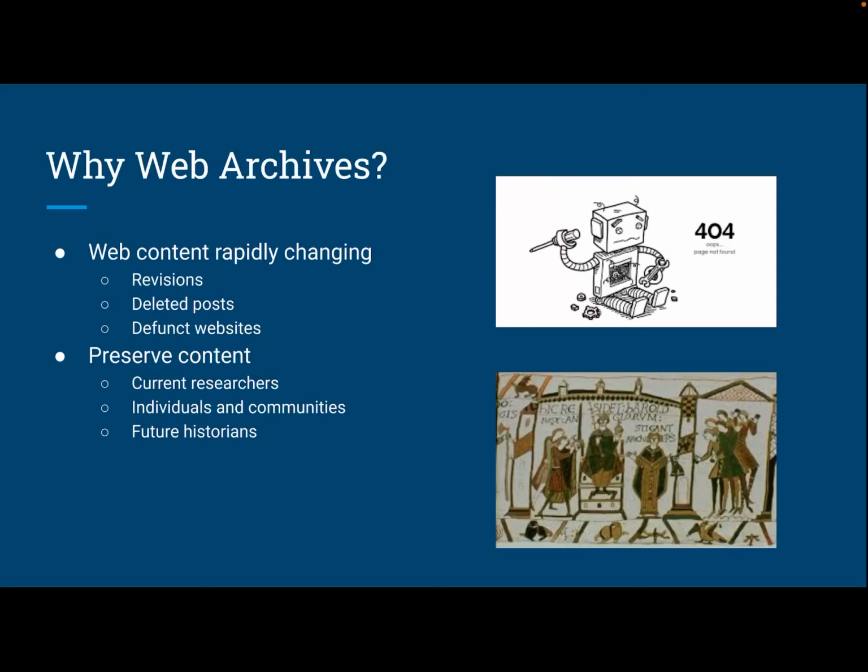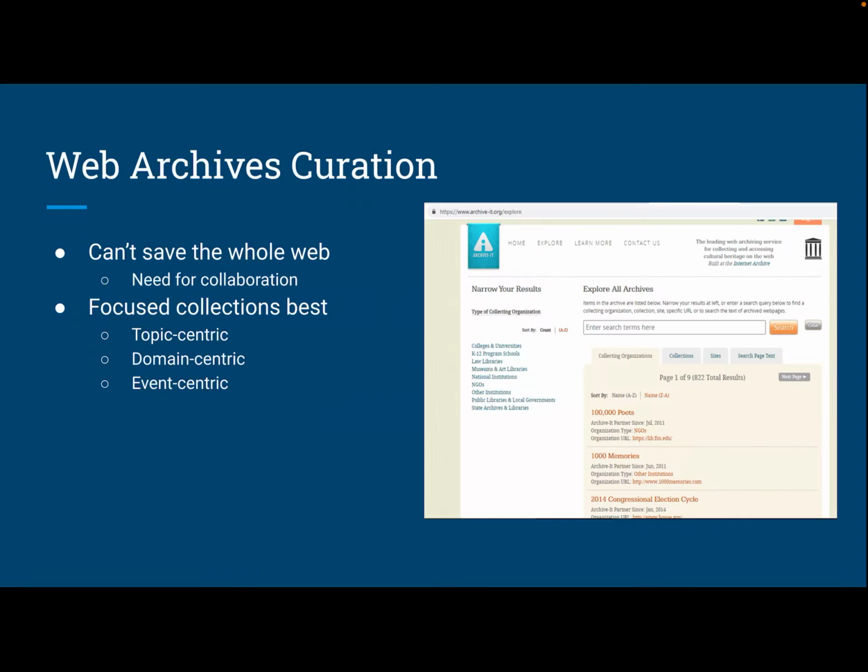That's important for current researchers who want to go back and cite information that they found earlier. It's important for individuals and communities to preserve resources that are important to them. And most especially, it's important for future historians. So today's historians can look back in the past and analyze artifacts such as written documents and tapestries. Well, future historians, the artifacts they will look at will be mostly web-based resources, which is why it's so important that we preserve this rapidly changing content for posterity.